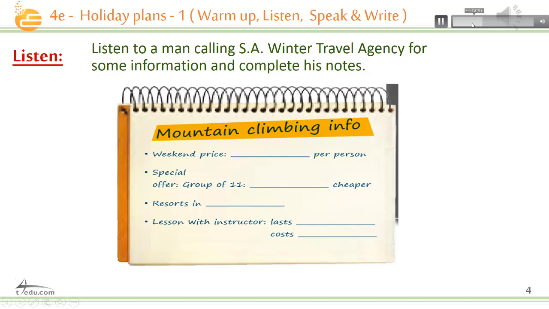Well, most trips are about 1,500 Saudi Riyal. That's per person, isn't it? Okay, so the weekend price per person is very good, 1,500 Saudi riyals. Very good. Okay, now listen. Let's complete listening. Yes, that includes accommodation and mountain climbing passes.